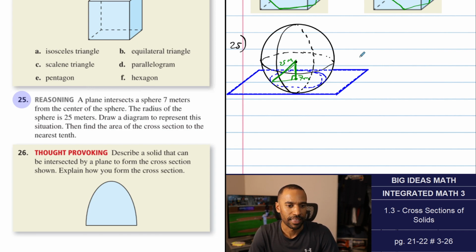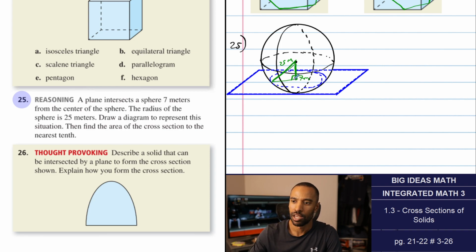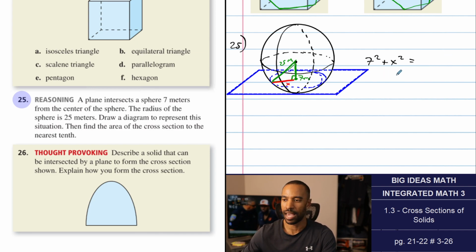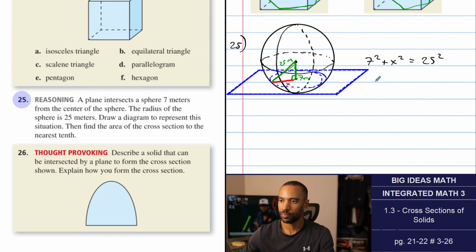Draw a diagram to represent, find the area of the cross-section to the nearest tenth. So the way to find the area of the cross-section is finding the circle's radius. This circle's radius here, we'll call it x. This is part of a Pythagorean triple. 7 squared plus x squared equals 25 squared. You do the grunt end of the work, you're going to get 24.